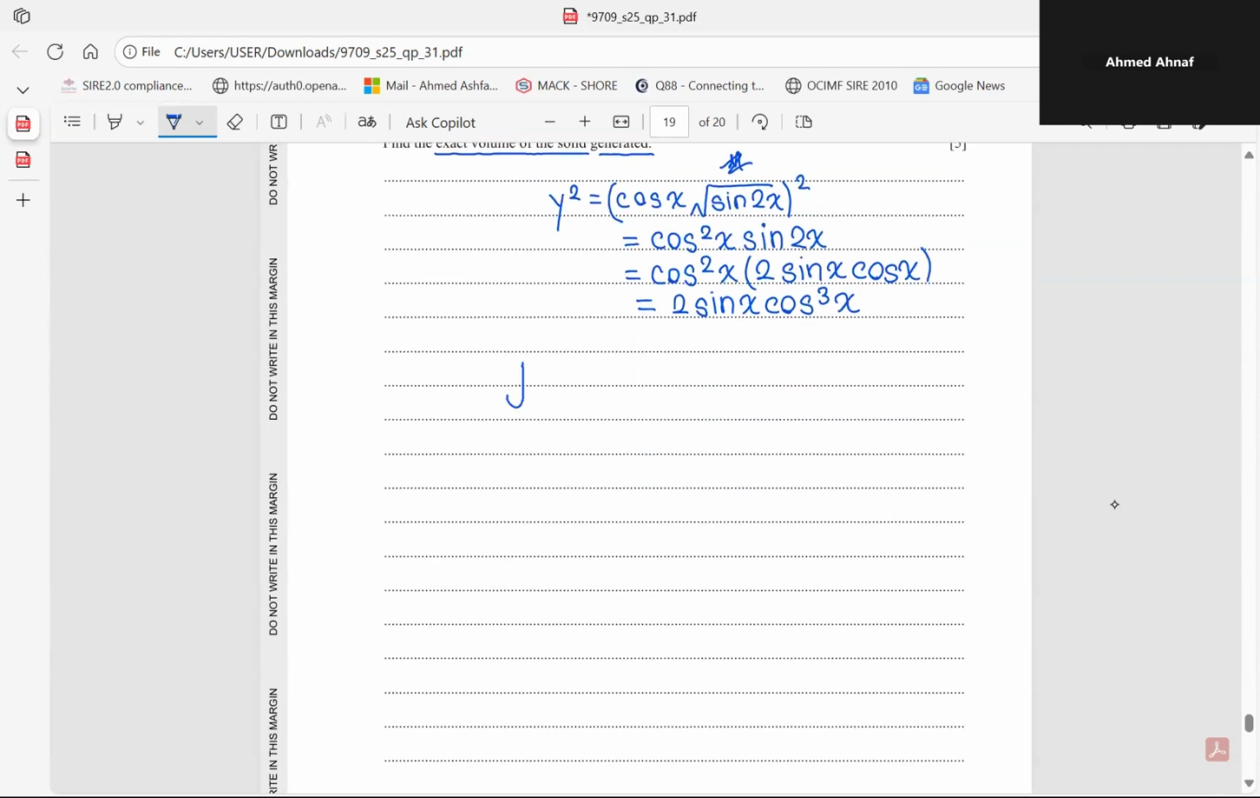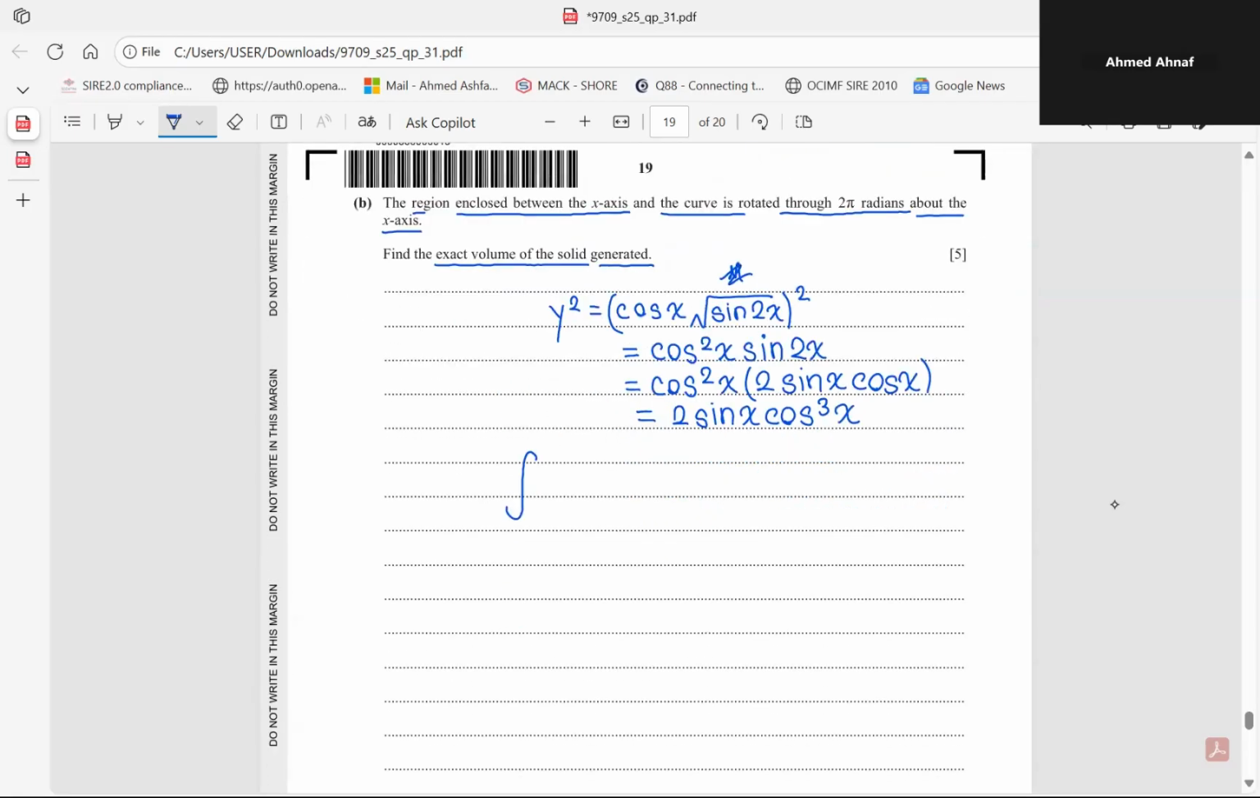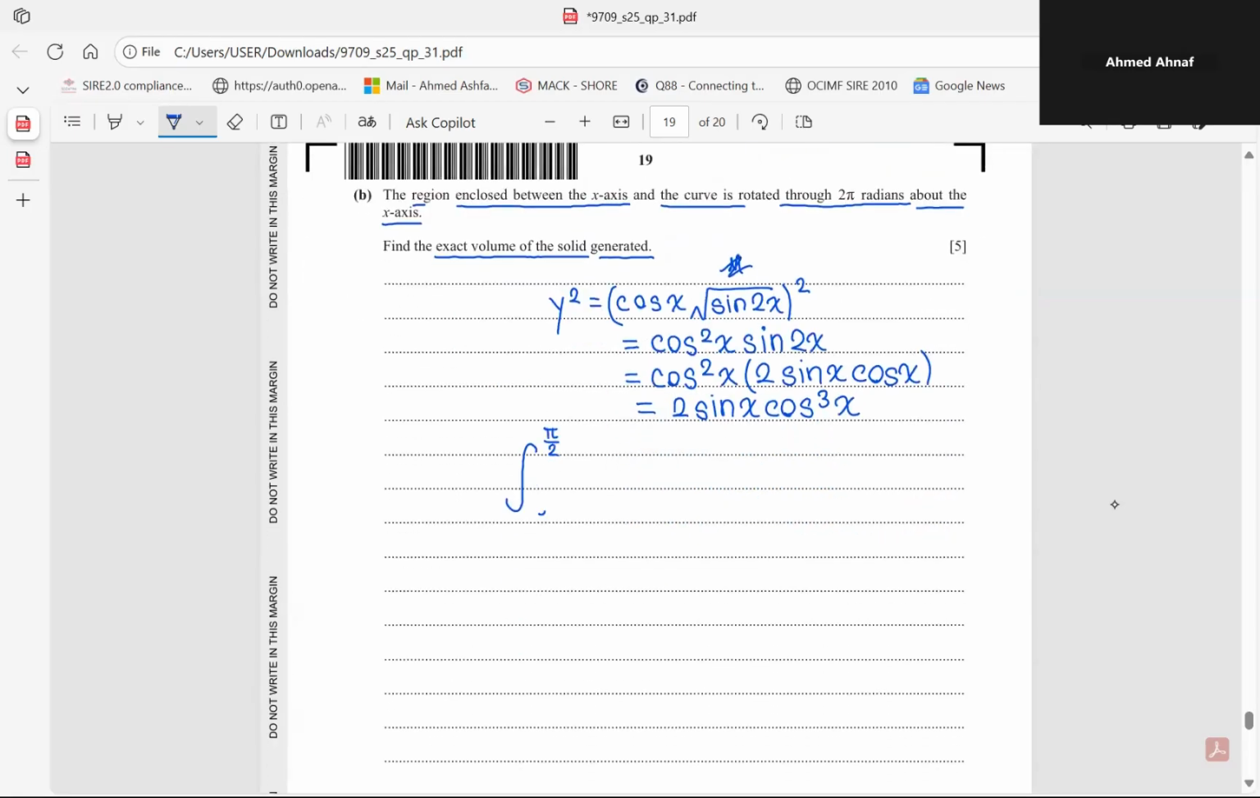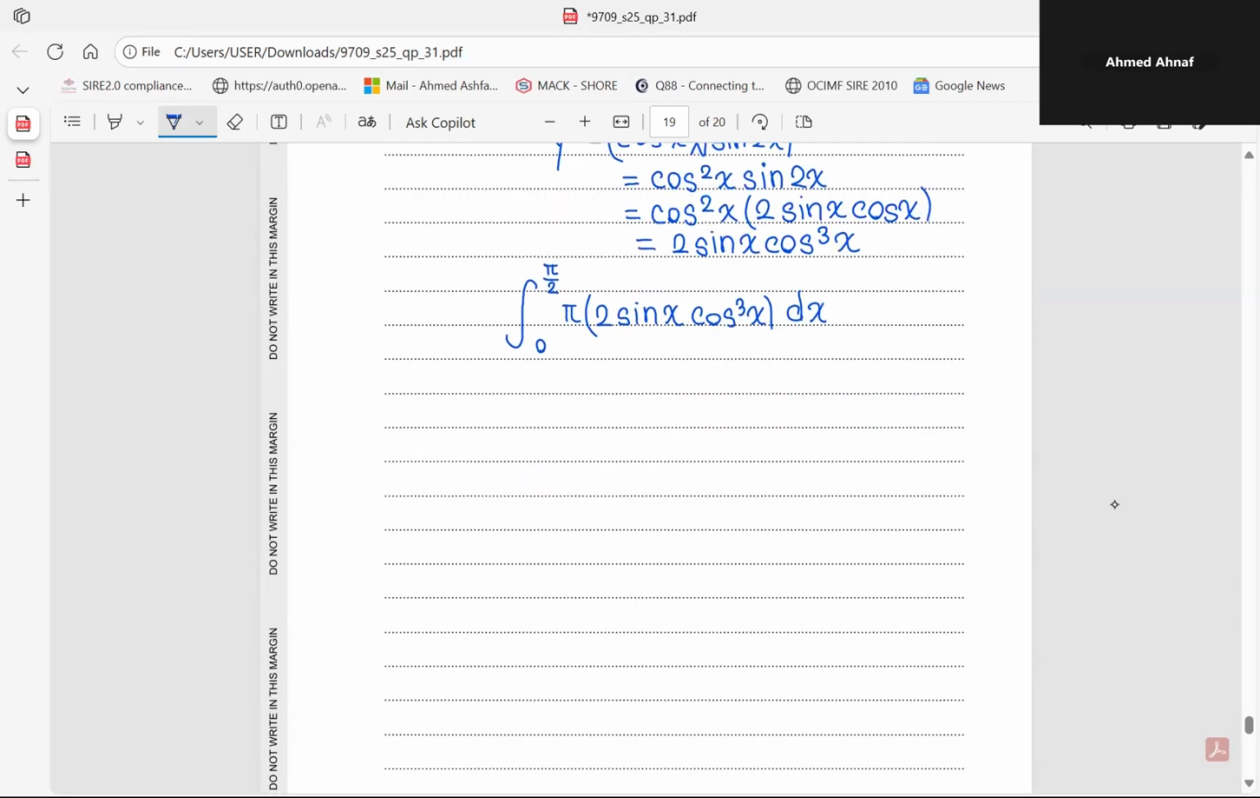Now we can form our integral. Our limits are pi over 2 and 0, and it will just be pi times y squared, which is 2 times sine x cosine cubed x dx. Let's simplify the integral. Let's take out the constants, 2 pi. Now we have the integral from 0 to pi over 2 of cosine cubed x sine x dx.